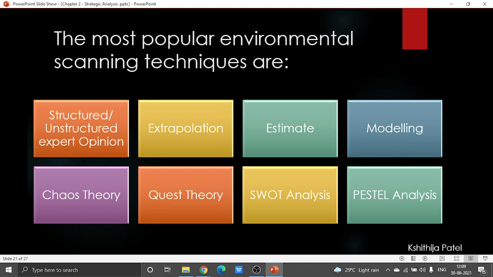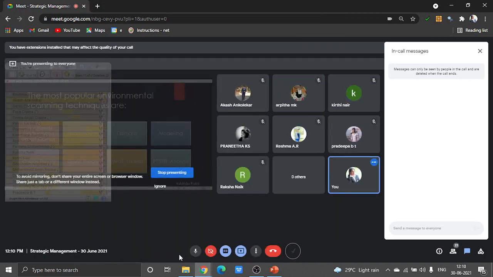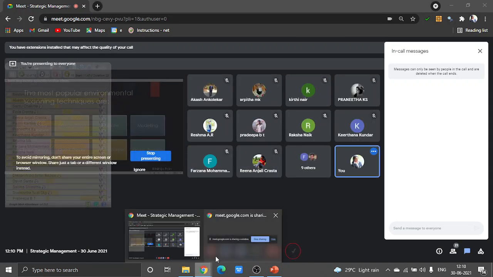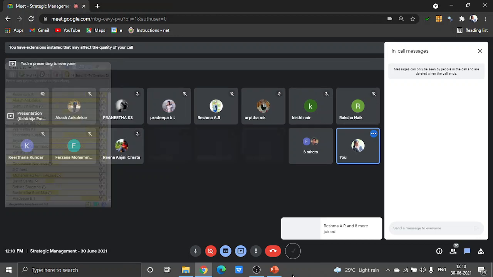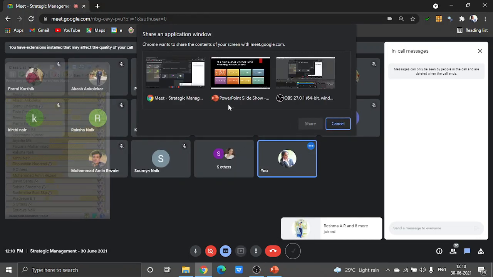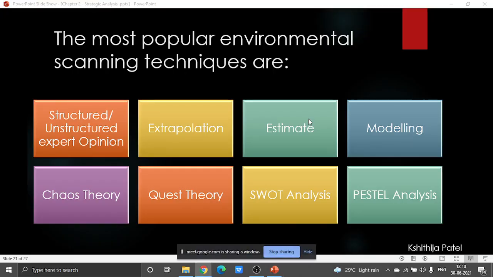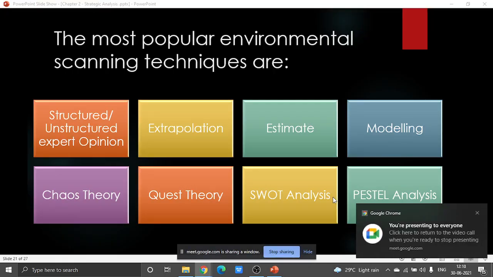So that is the first one. Now, the first one is regarding the expert opinion. So it can be either in the form of a structured opinion or it can be an unstructured one. The second one is extrapolation.